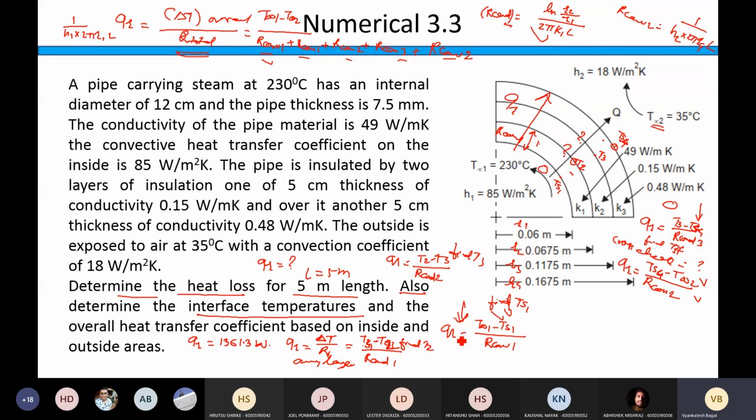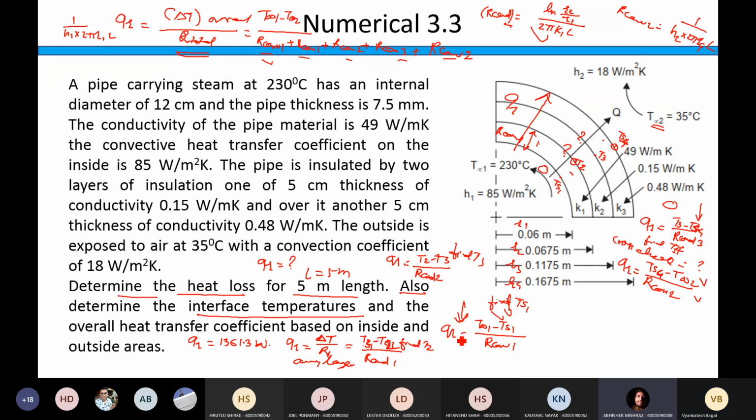Are you getting it or not? Hello? Yes, sir, I am getting. But sir, the difference between T infinity 1 and TS1 is not very much. It is very less. Correct, that is expected.